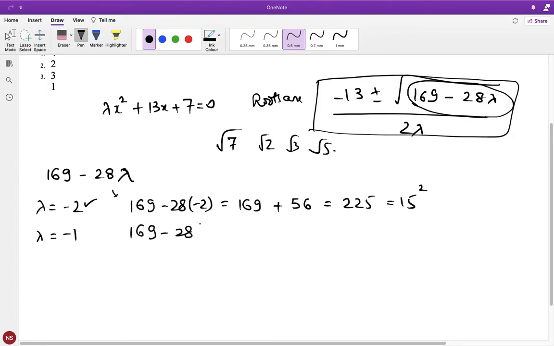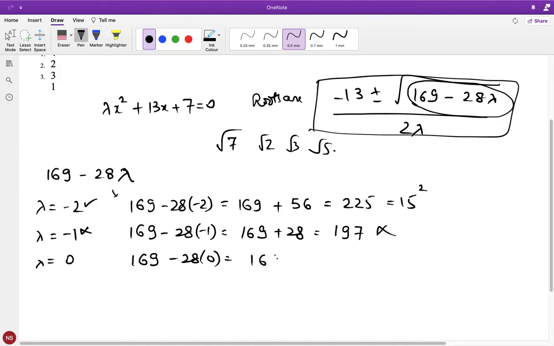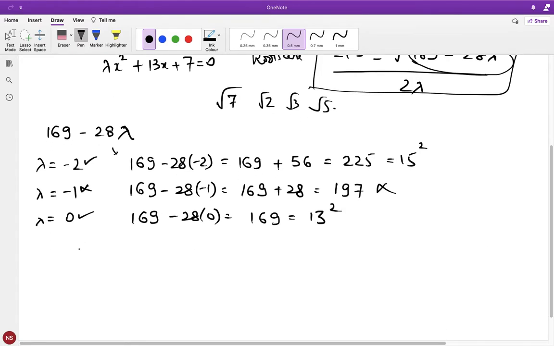Lambda is minus 1. 169 minus 28 into minus 1 is 169 plus 28, so 197, is not a perfect square, so this is not going to be considered. For lambda 0, this can be considered very easily. You can see 169 is 13 square. Okay, so this shall be considered in the set S. Lambda is equal to 1, so 169 minus 28 into 1 is 141. Again, not a perfect square.